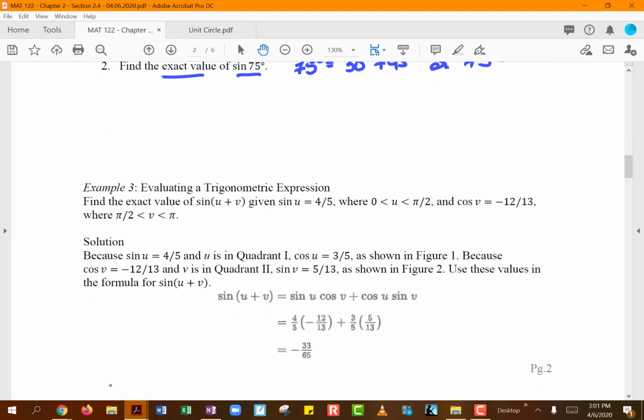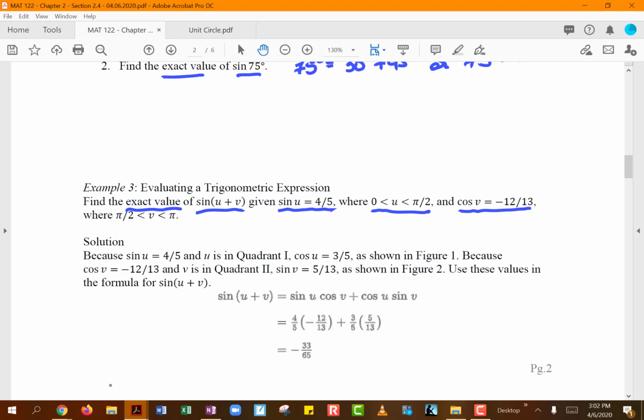Now let's take a look at a little bit of a different example here. They're talking about evaluating a trigonometric function. They are saying find the exact value of sine of u plus v, and again you're finding the exact value. And what they're doing here is actually telling us what each of the individual functions are going to be. So they're telling us sine of u is equal to 4/5, and your angle u is basically a quadrant 1 angle, because the value of u is going to be anywhere between 0 and pi halves. And then they're also telling us that cosine of v is negative 12 over 13.